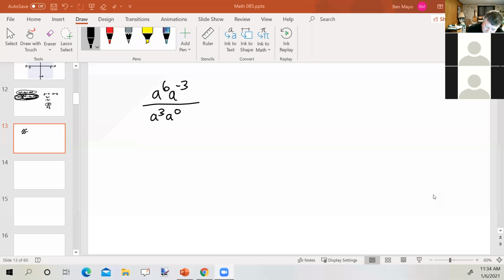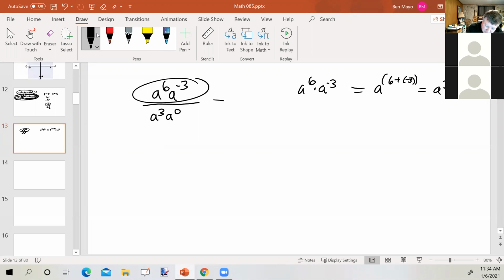Well, first of all, let's look at the numerator, okay? When you're multiplying two powers with the same base, you add the exponents. Well, this would be a to the 6 plus -3 power, which would be a cubed. So the numerator becomes a cubed. Well, in the denominator, the same thing. Multiplying two powers with the same base, you would add the exponents. 3 plus 0 is 0, or excuse me, is 3, so you get a cubed.